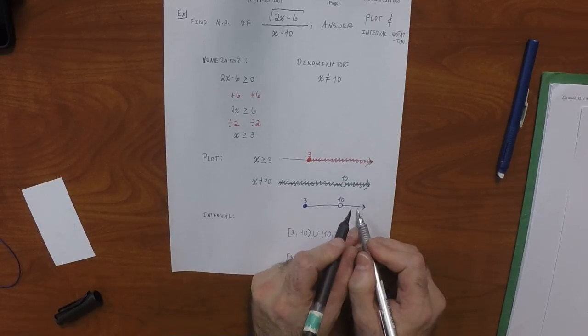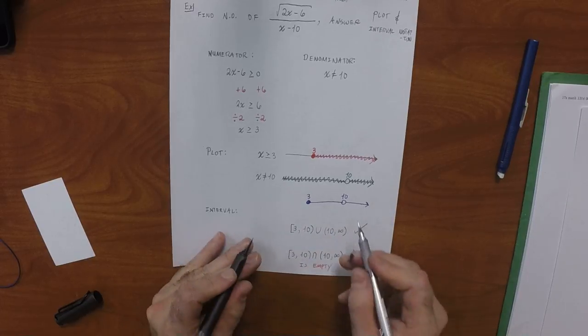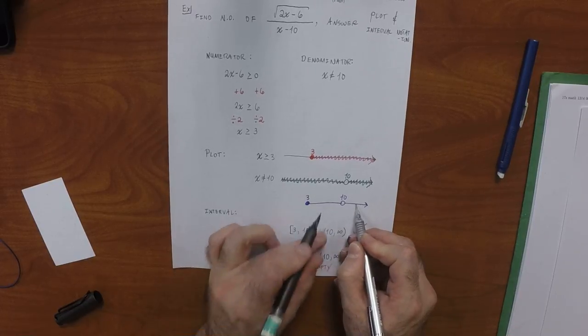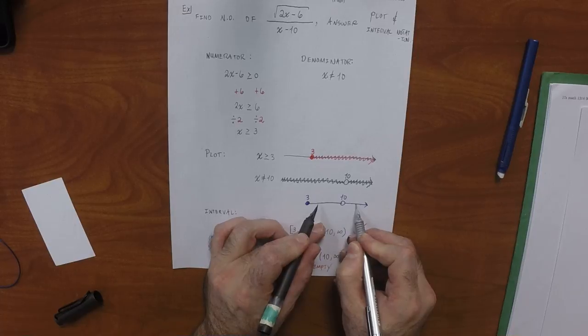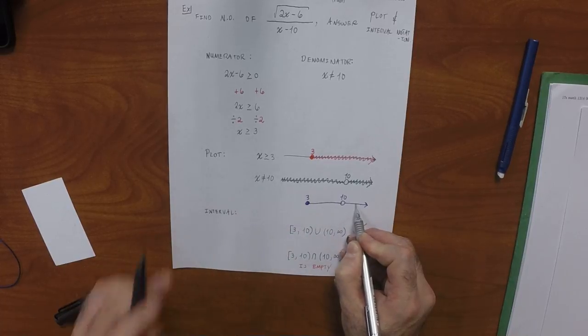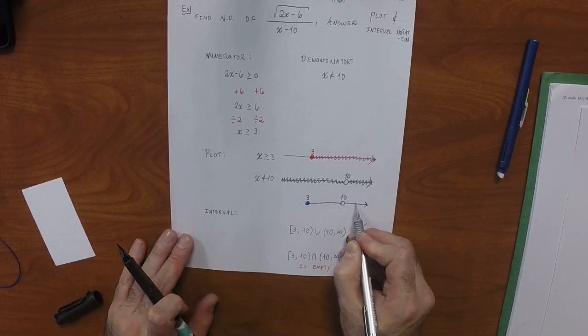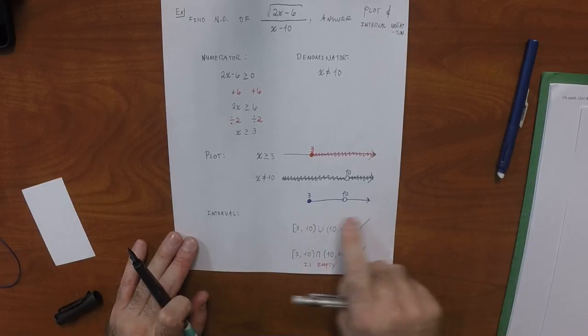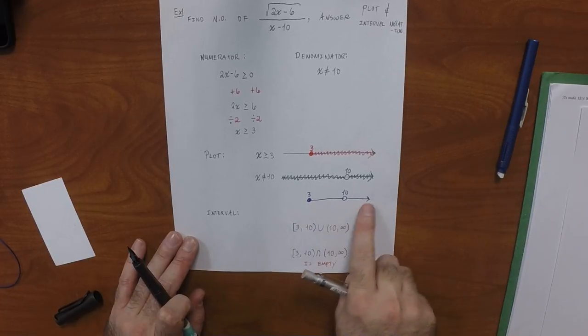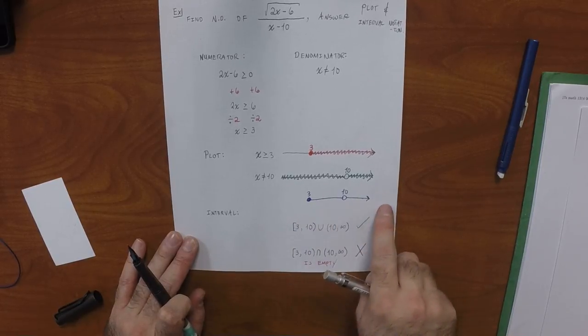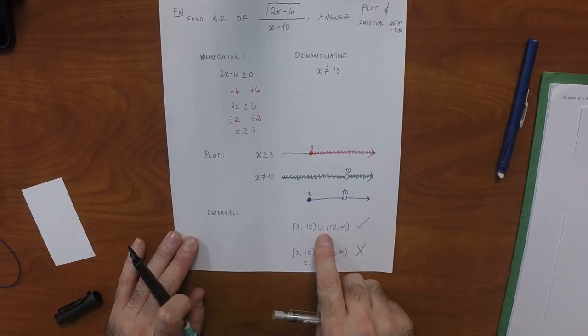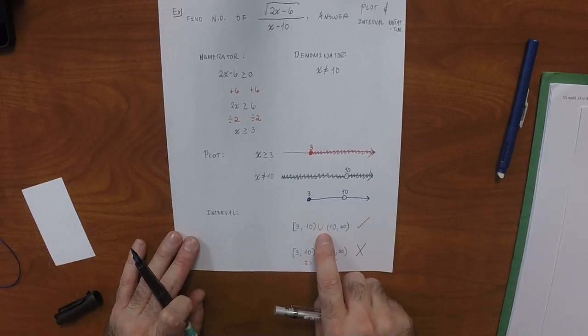Okay, I can do the same thing with these two initial points. But I cannot do it if I put the silver point here and the green point there. I cannot trace from the green point to the silver point without picking up my pencil and without leaving the set. Okay, so for that reason, the lack of contiguity, the lack of connectedness, that's why you cannot express this without a union symbol.